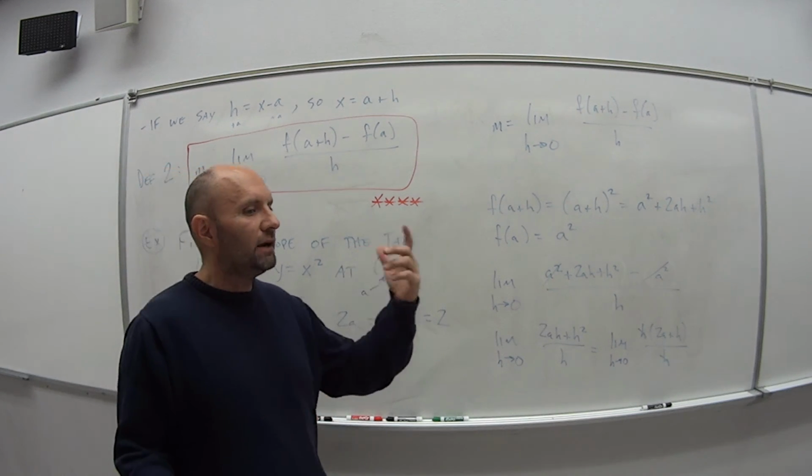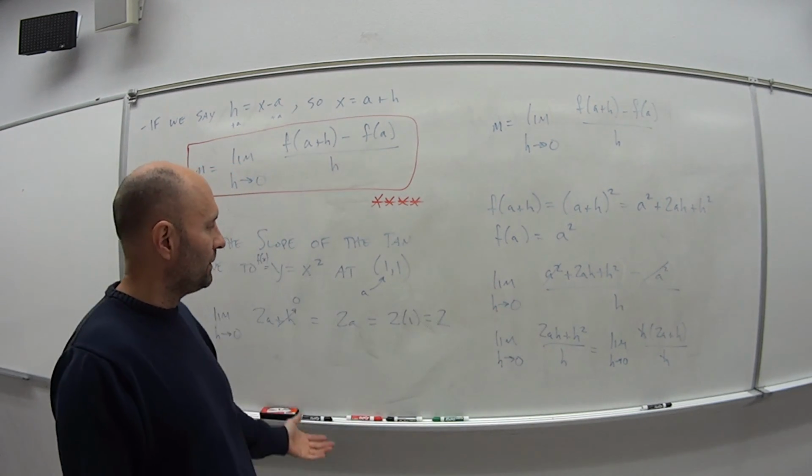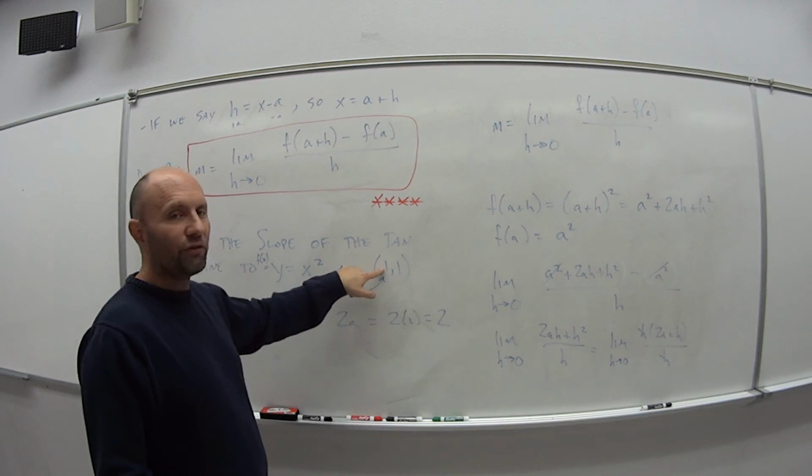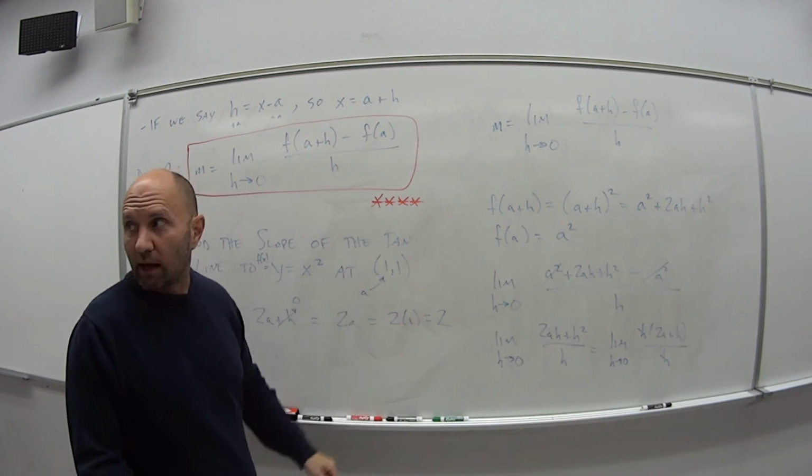So again, we didn't need another point. We used this idea of limits, went through the calculations, plugged in our value for a, which was x from the point we were given, got slope of 2.